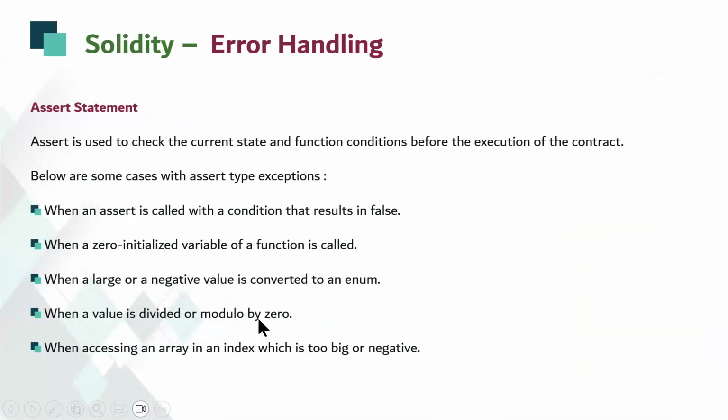Now we have the assert statement. The assert statement is similar to require, but is typically used to check internal invariants and conditions that should always be true, unlike require, which is used for user inputs and conditions that might fail due to external factors. So assert is used for conditions that indicate internal errors or bugs in the contract logic. If an assert condition evaluates to false, then the transaction is reverted unconditionally. So this is the assert.